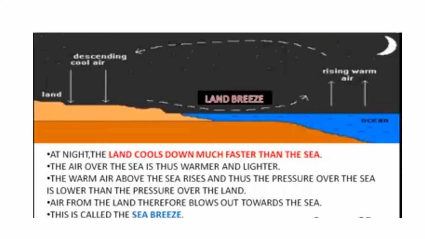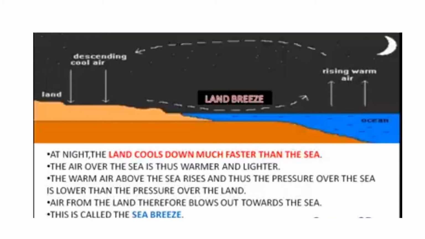But at night time, it is reverse. Land cools down much faster than the sea, and the air over the sea is thus warmer and lighter. The warm air above the sea rises, and thus the pressure over the sea is lower than the pressure over the land. So air from the land therefore blows out towards the sea. So this is called the land breeze.